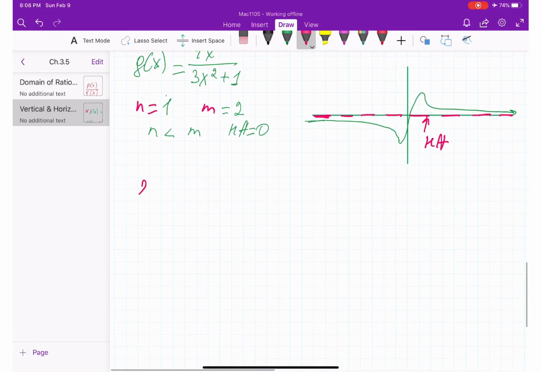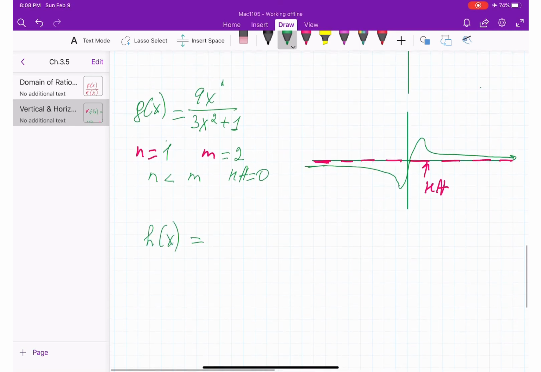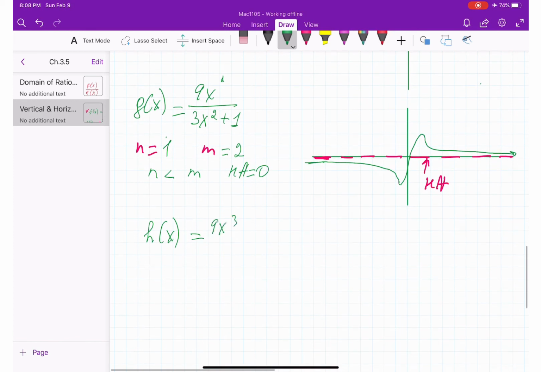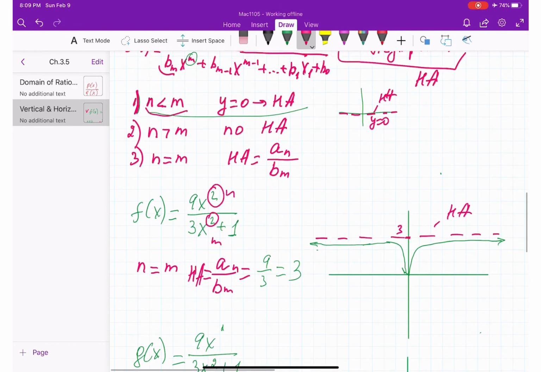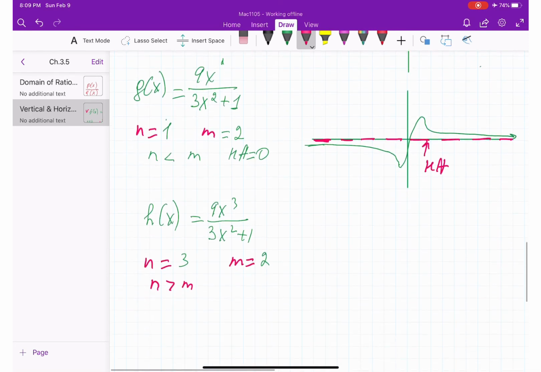H of x is equal, let's take this time 9x cubed over 3x squared plus 1. Okay, so what do we have? Our n is how much? M is how much? So n is 3, m is 2. We get the case when n is greater than m, which means, here is our condition, no horizontal asymptote.